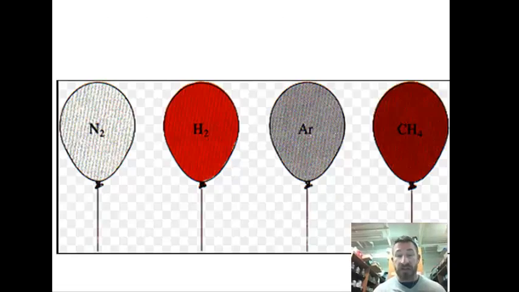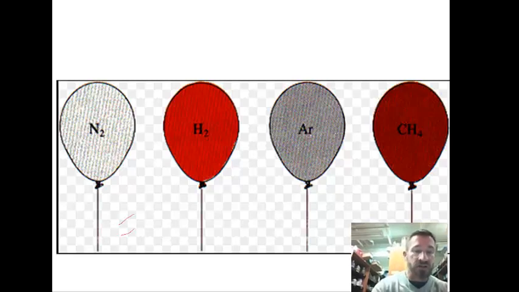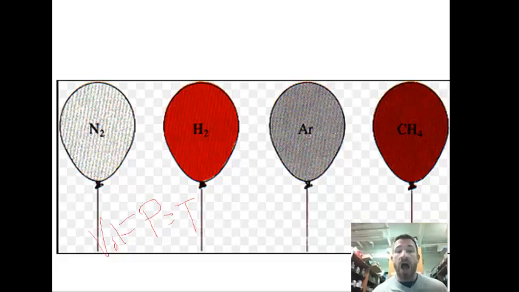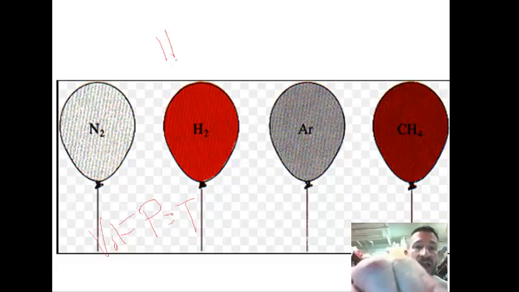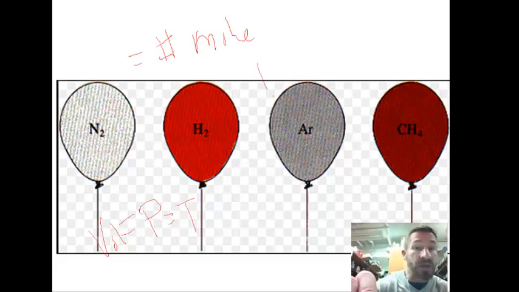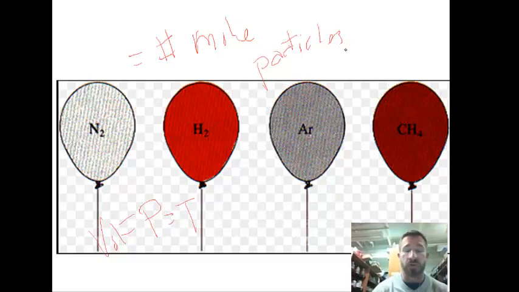Now let's pretend these are all 4 different balloons, and they're all at equal conditions. So that means they have equal volumes, equal pressure, and equal temperature. So they're all at the same temperature, pressure, and volume. What that would mean is that they would have an equal number of moles, which would mean particles. So let's say each one of these was 22.4 liters. We would know there would be 6.02 times 10 to the 23rd molecules or particles in each one of these.